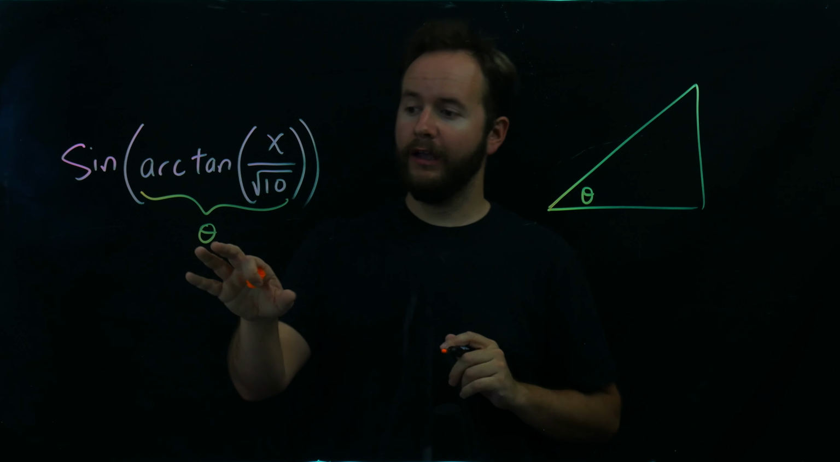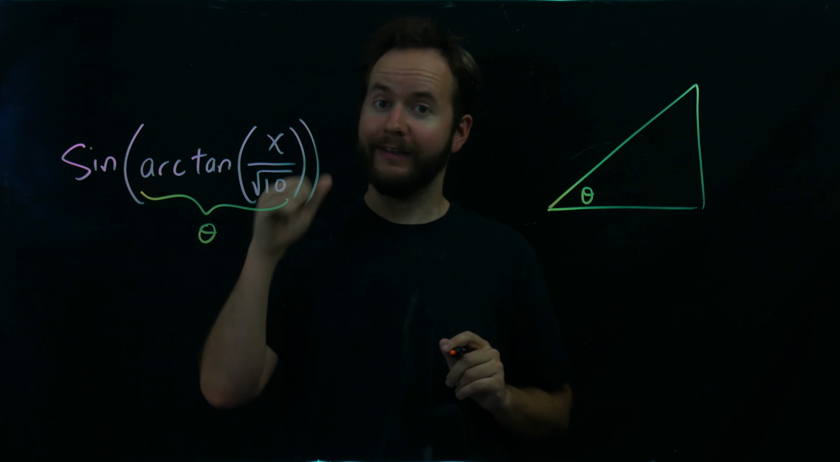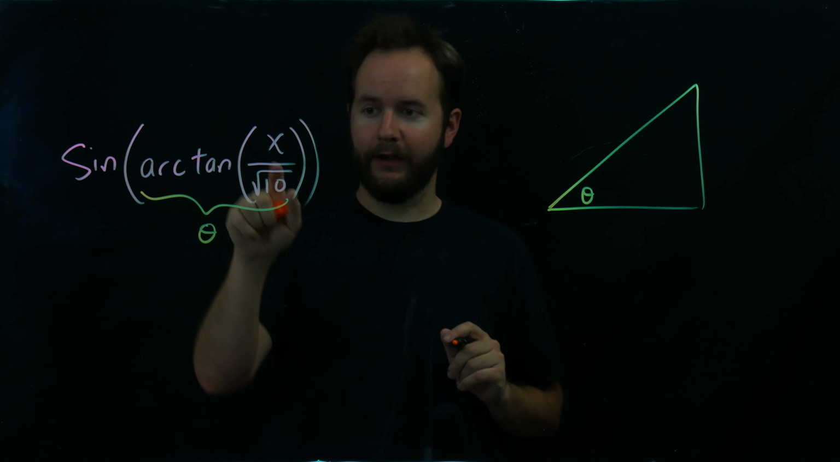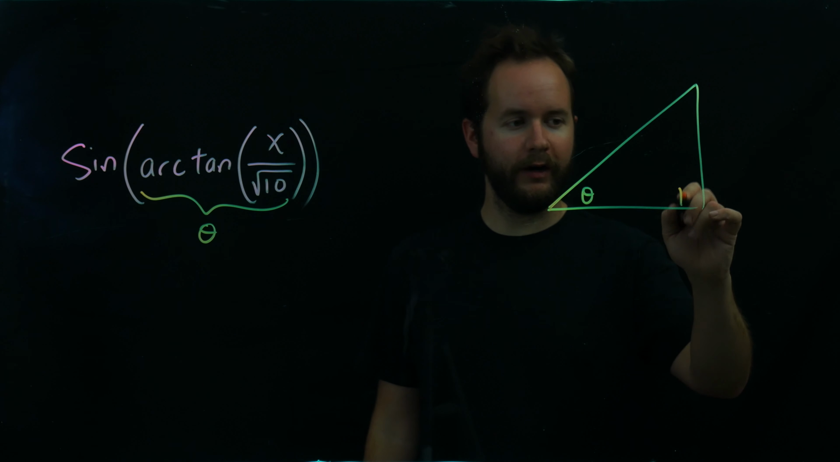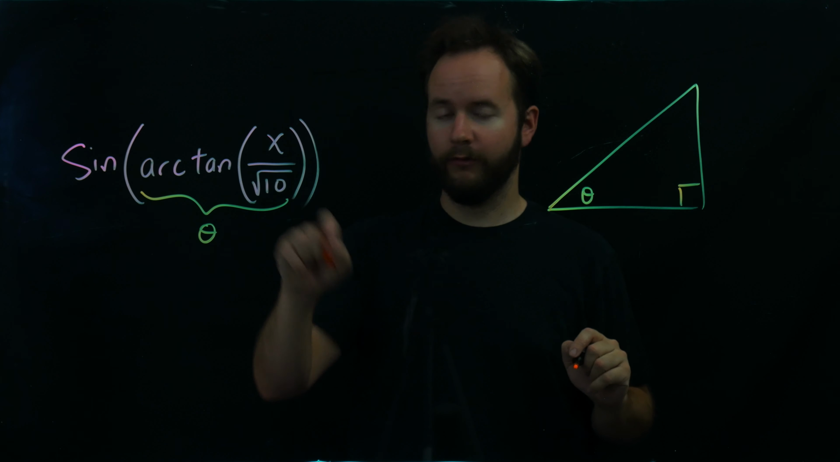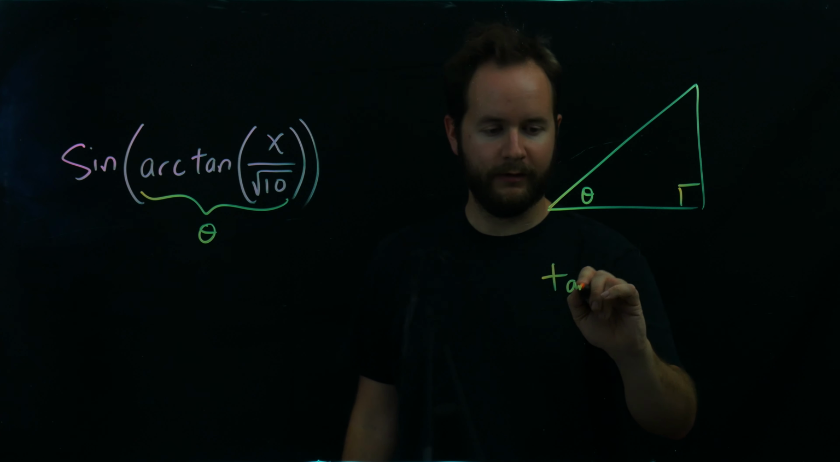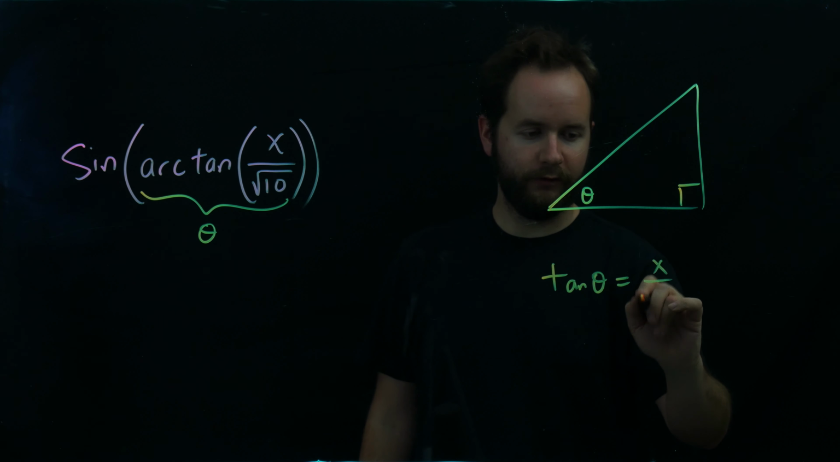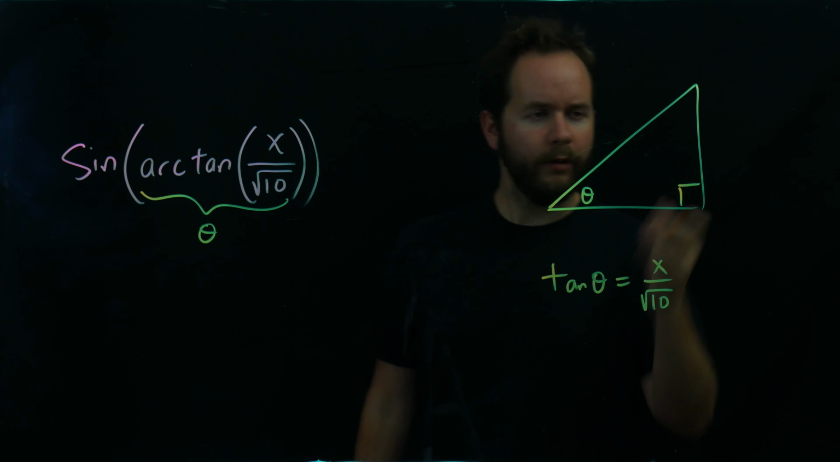Now, the angle theta is such that when I take the tangent of that angle, I get x divided by root 10. So we need to figure out how the sides must be labeled in such a way that the tangent of this angle is equal to x over square root of 10. So tangent theta equals x over square root of 10. What do I label my sides then?